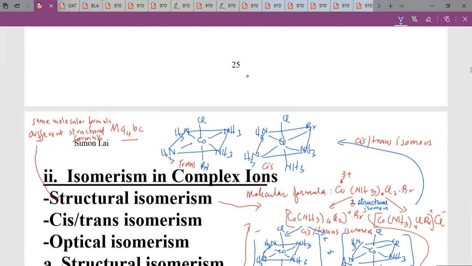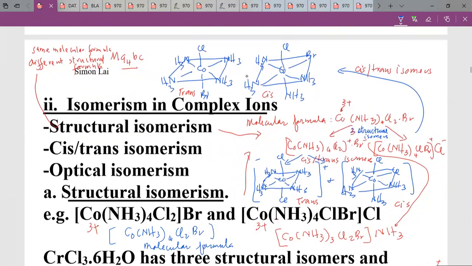Now let's look at some of the isomerism that's available for us. One is called structural isomerism, then cis-trans isomerism, or geometric isomerism. Sometimes there's also one more called mer and fac, F-A-C, whatever. Then optical isomerism. Now, when do we see structural isomerism? What do we mean by structural isomerism? Definition: same molecular formula, different structural formula.